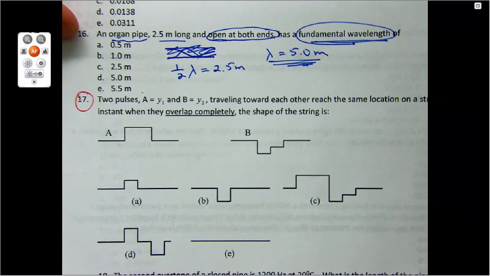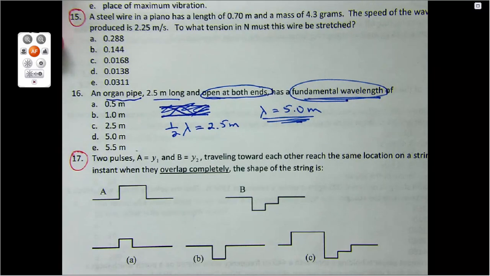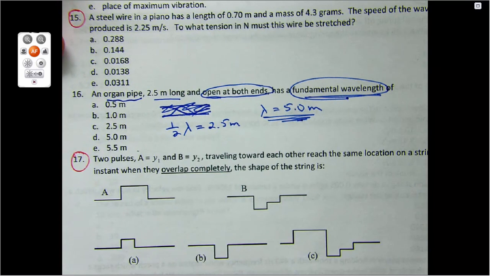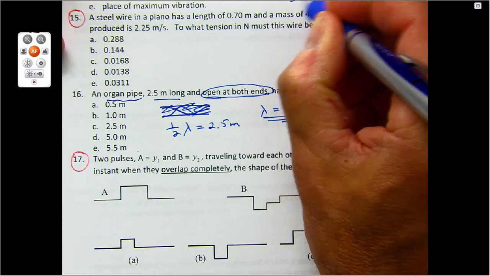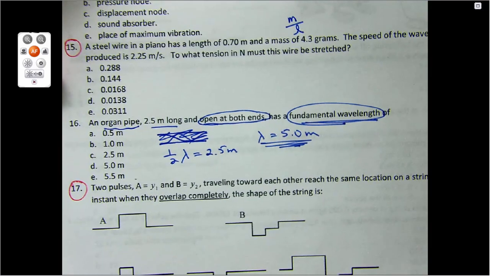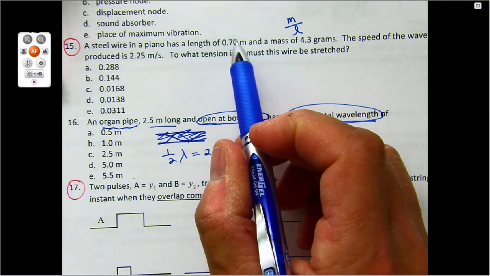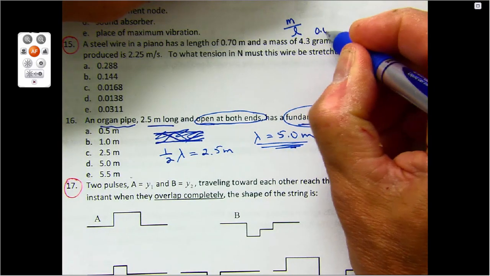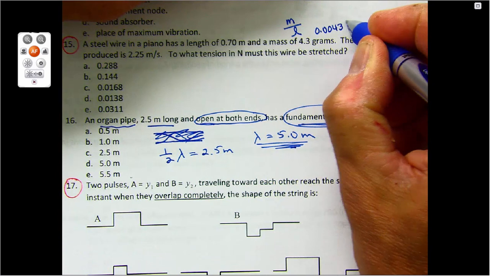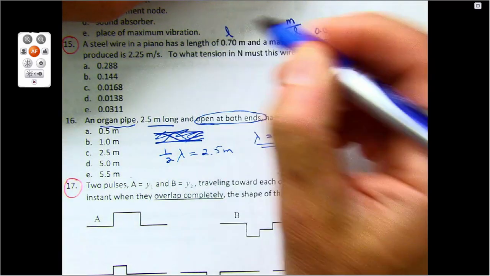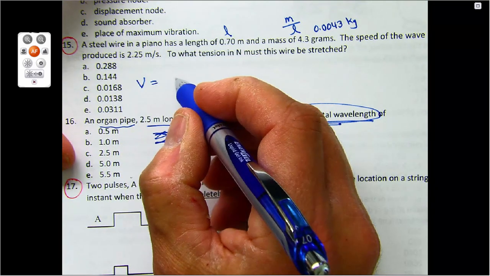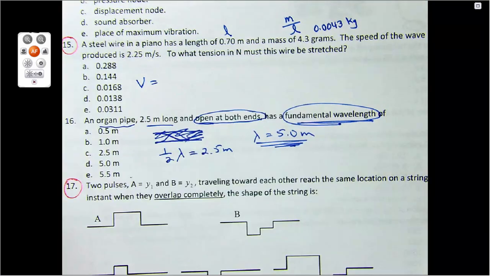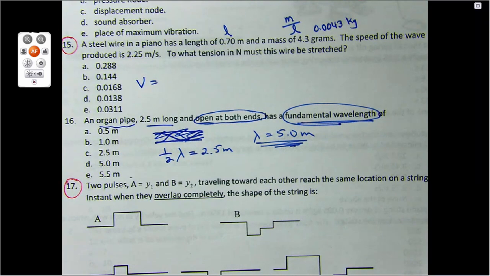Okay, what else do we have? Steel wire on a piano, okay. So this will give you the mass per unit length, right? This would be the mass per unit length. Make sure you change this to kilograms. So that's your mass, that's your length. Then we have velocity is equal to... oh, I'm blanking out on that.